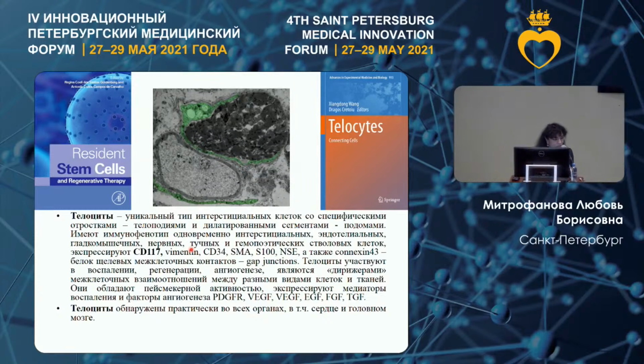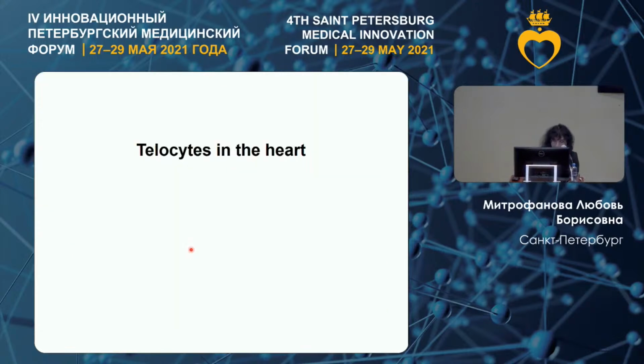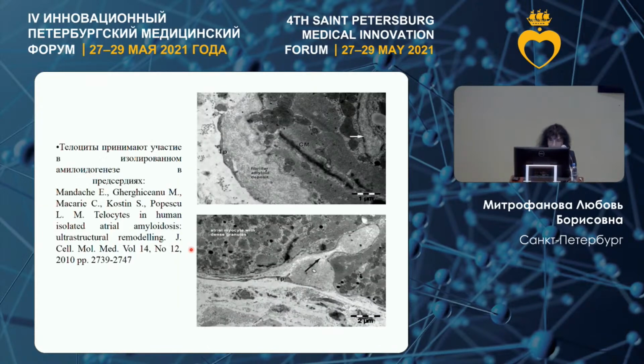Now let's get closer to the heart. Such contacts are multiple in the heart, and they enable it to conduct the electric impulse. They're like the conductors of relations between the cells. They have pacemaker activity. That's one of the functions. They express different inflammation mediators, angiogenesis factors. They were found in all the organs, including the heart ventricles. As for the brain, Popescu found them in the meninges and in the vascular nodes.